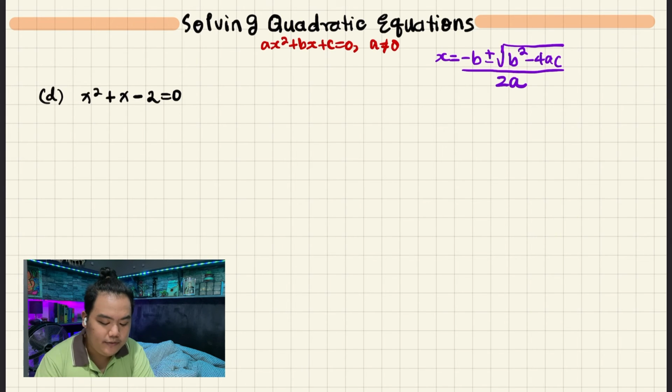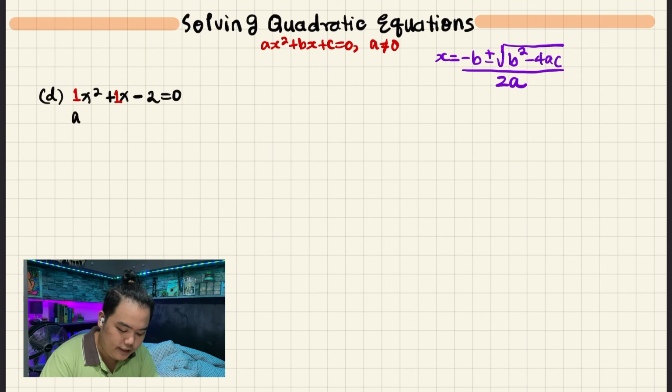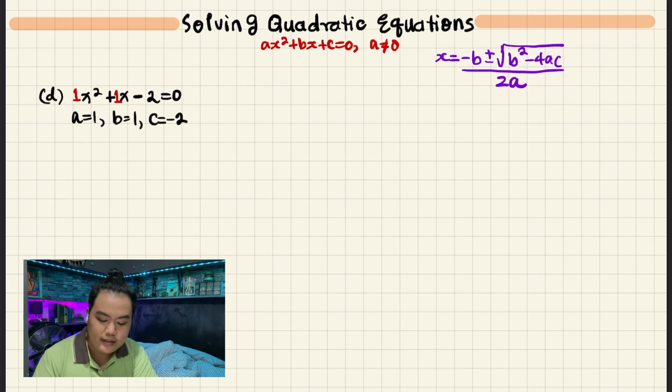So, for letter D, we have this quadratic equation. Laging i-check yung naka-zero yung isang side at kung yung form nung nasa kaliwa ay ganito, ax squared plus bx plus c. So, you get ax squared plus bx plus c. At naka-zero na yung kabilang side. So, pwede na natin agad gamitin yung quadratic formula. Ang a natin is 1, b is 1, and c is negative 2. So, by the quadratic formula, sinulat ko na dito.